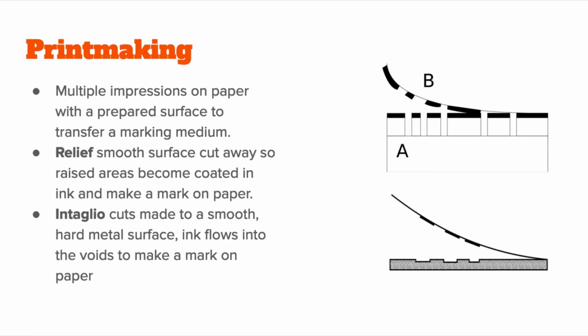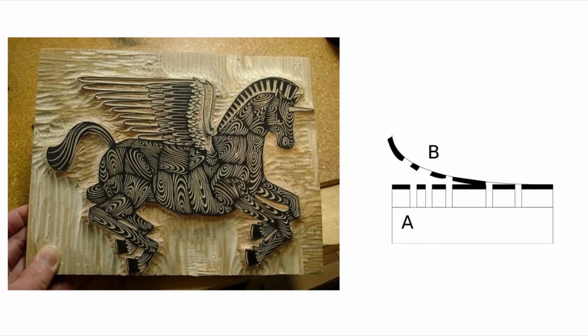Intaglio uses harder materials such as metal sheets. The artist would then carve valleys or voids into this material, in which the ink would lay. If you're still confused, let's take a different kind of look at it. In this example here, you see this sort of Pegasus alicorn.